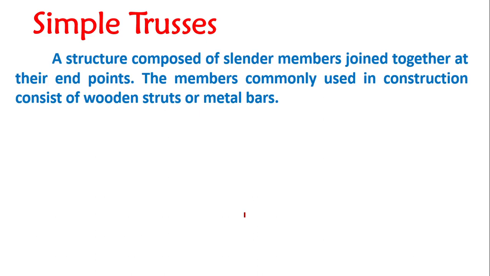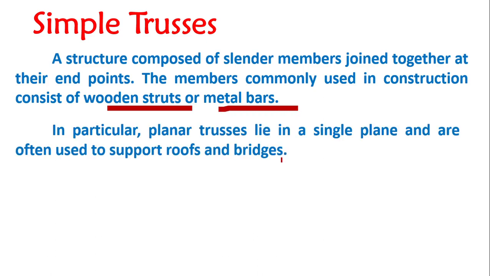For simple trusses, a truss is a structure composed of slender members joined together at their endpoints. The members commonly used in construction consist of wooden struts or metal bars. In particular, planar trusses lie in a single plane and are often used to support roofs and bridges.